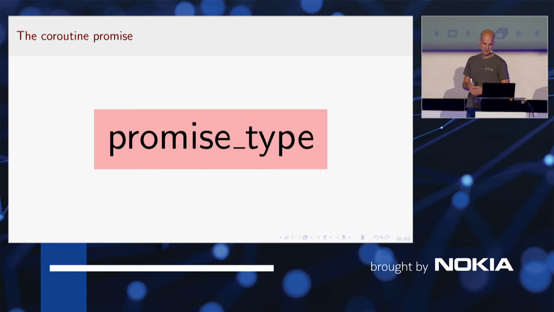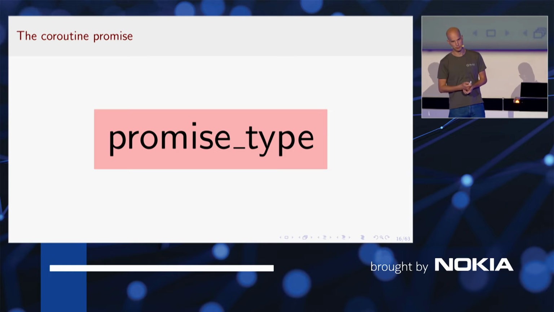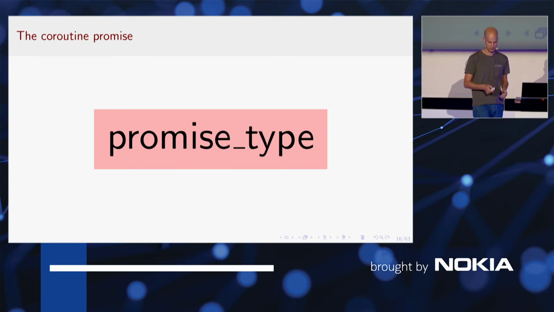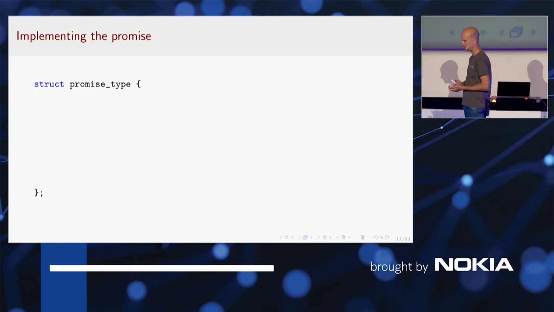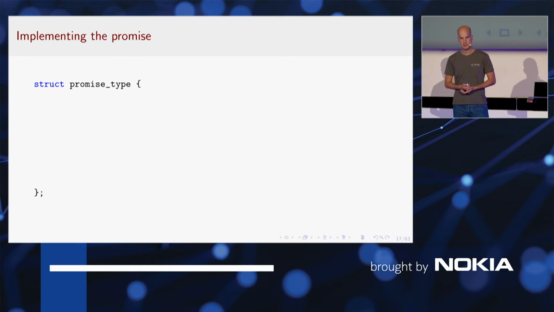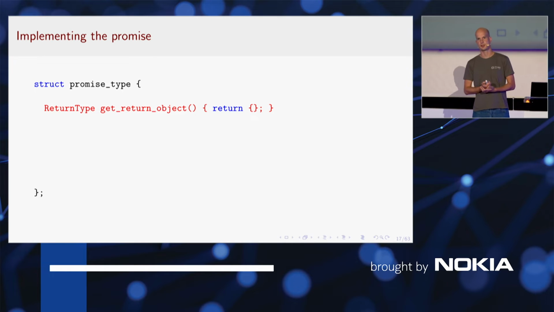It is, however, also the main point of interaction between the caller and the coroutine. It also provides a couple of customization points that allow us to specify what happens at essential points during startup and shutdown of the coroutine. So let's look at this in more detail. Again, if I start out with an empty type for this, the compiler will complain that it's missing some things. The first thing is a get_return_object function.